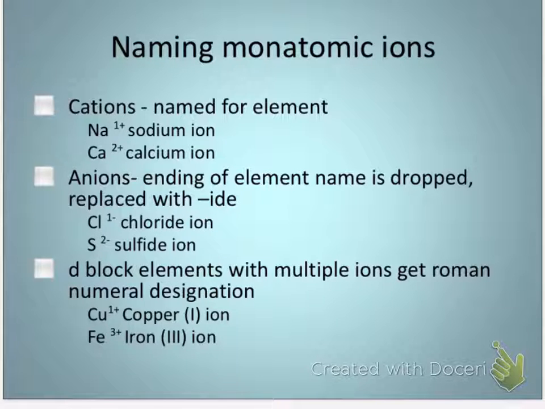Okay, I promised you naming. Here's naming. Cations just get named for the element. So, sodium gives up an electron, becomes Na1 plus, and ever so creatively we call it a sodium ion. That was hard. Calcium, same thing, gives up 2 electrons, becomes a calcium ion.